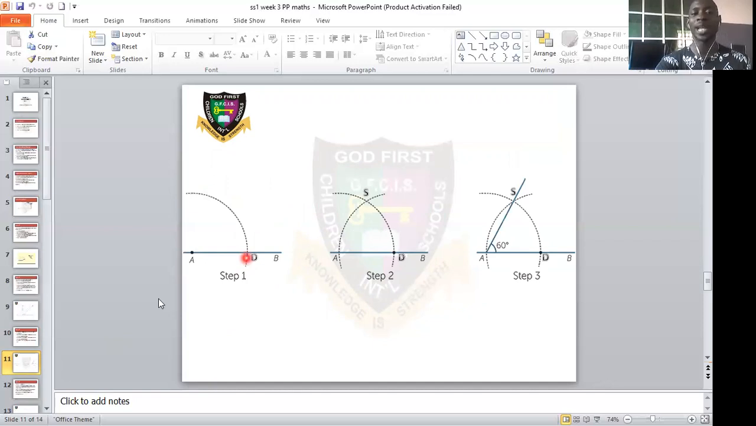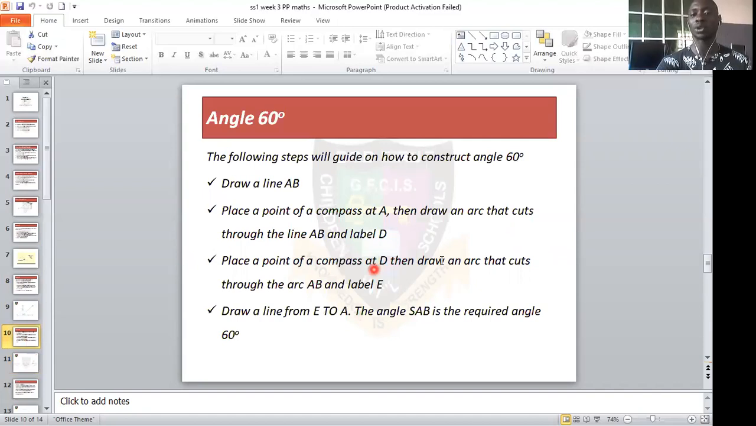So it says draw an arc. Place the pin of the compass at D and draw an arc that crosses through the arc drawn on A, arc AB. Place the pin of the compass here and draw an arc that crosses through this arc. We call this one arc AB. So draw an arc that crosses through this, and label the point X. Place the point at D, then draw an arc that crosses through the arc AB and label it.